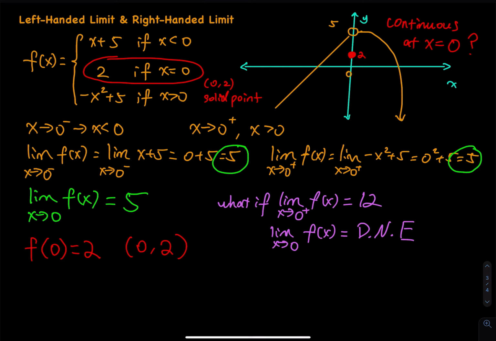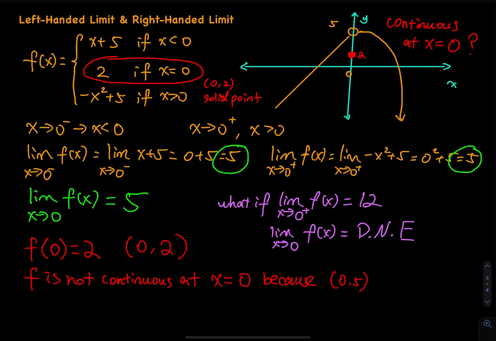So the function is not continuous. I should say f is not continuous at x equals 0 because the point at 0 is an open circle. But how do you make this function continuous if you change the function a little bit?